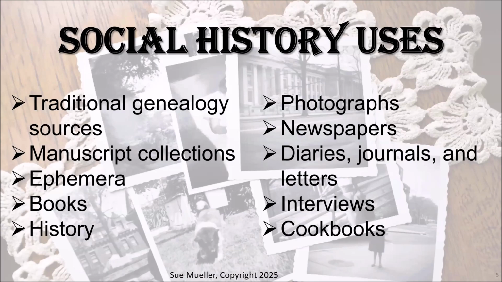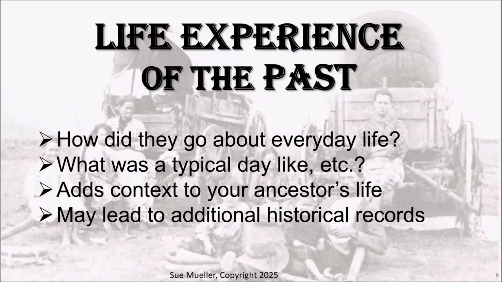So there's all kinds of things you can use for social history, and they don't necessarily have to be from your family. And I'll explain that as I move on. But you have photos, newspaper articles, you may have diaries of a contemporary of your ancestor that tells a similar story to your ancestors. Books, history books, cookbooks can help, but the interviews also are very important. What was a typical day like? It may lead you to additional historical records.